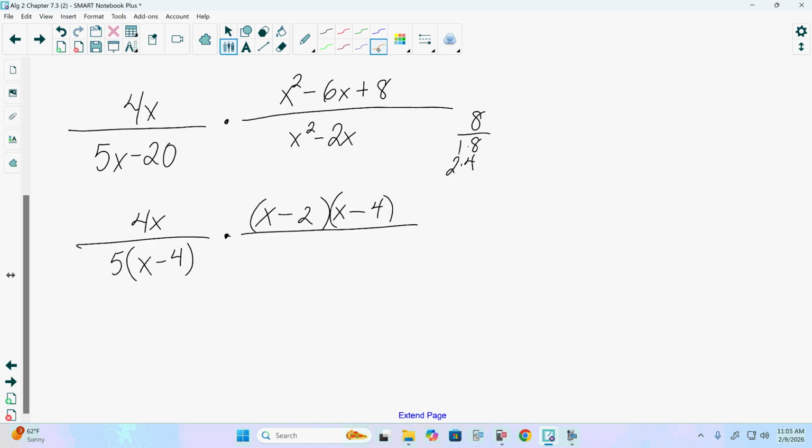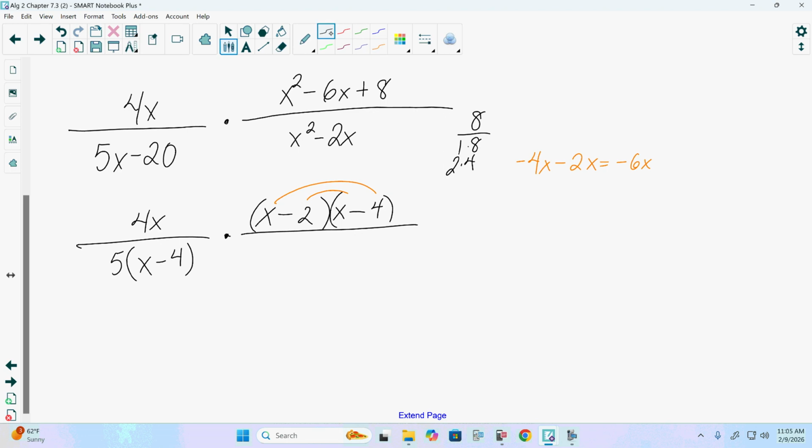going to simplify out. Now we can check and make sure. X times negative 4 would be negative 4x. Negative 2 times x would be negative 2x. And negative 4x minus 2x, negative 4 minus 2 would indeed be negative 6. So that tells us those are the correct factors.